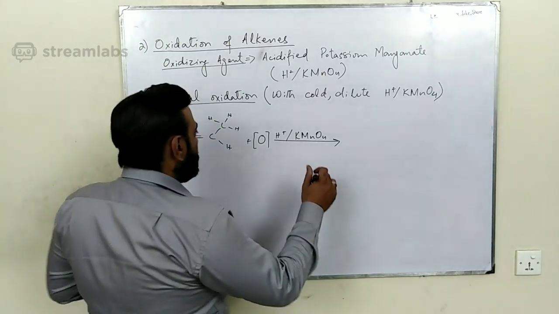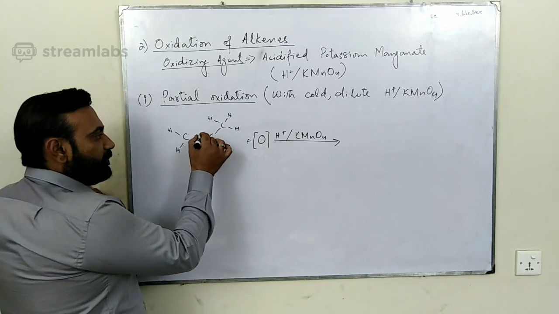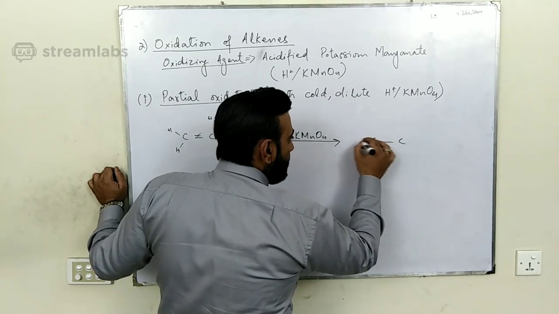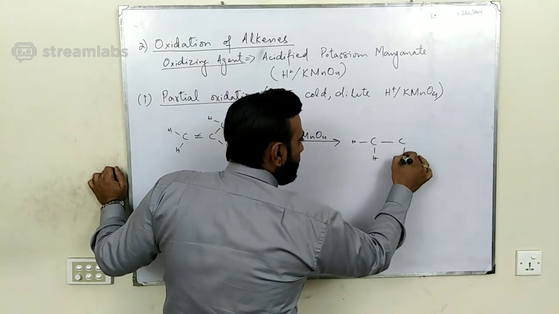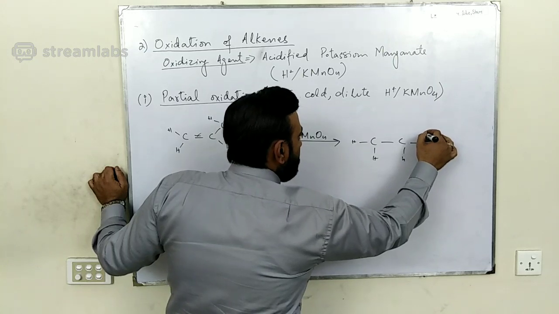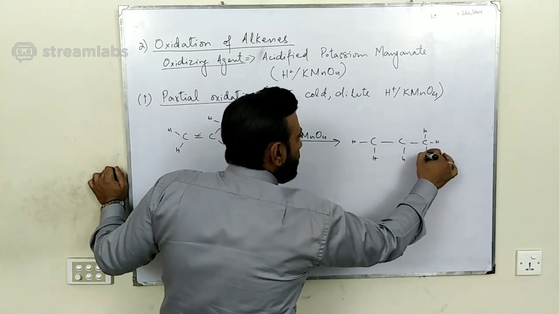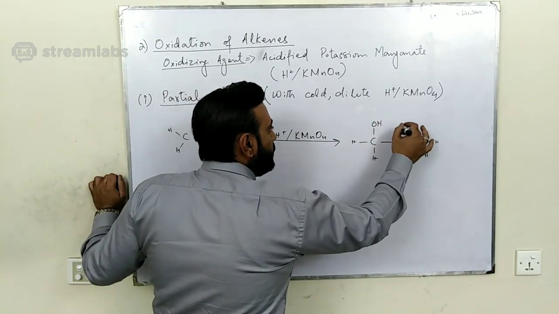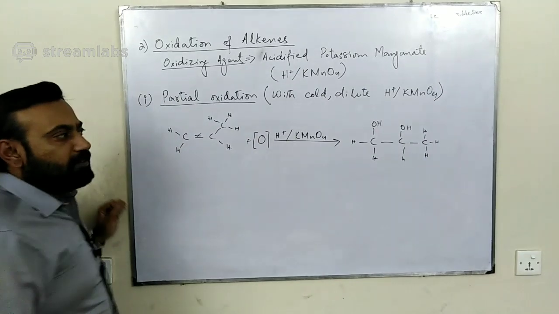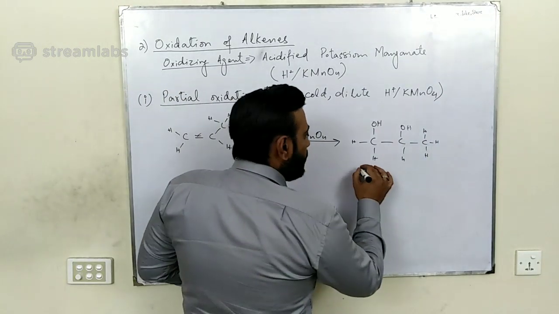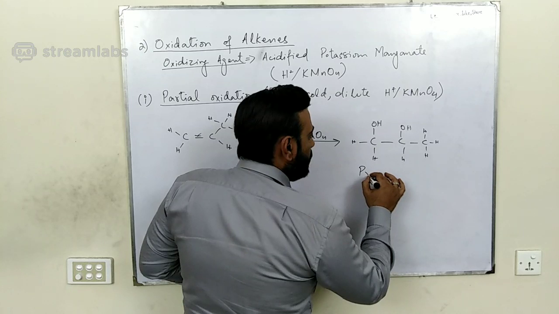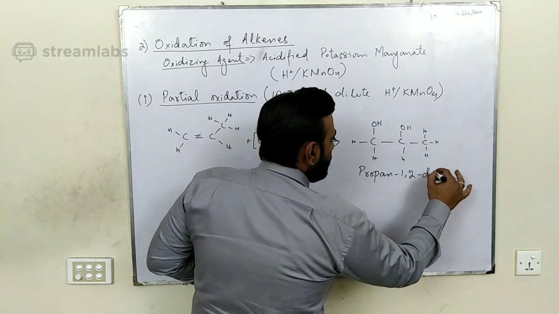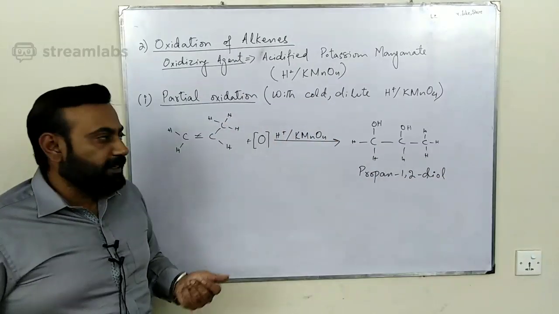Now how this will work: one bond of this double bond would be broken and with each of the carbon atoms an OH group would be added. A diol is formed. This is propane-1,2-diol. Potassium manganate.